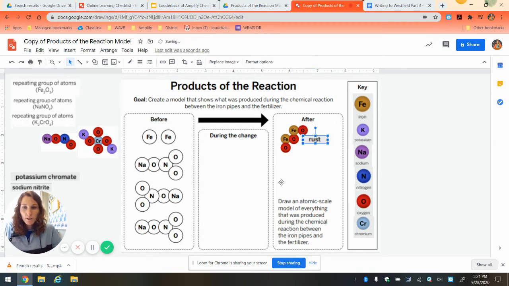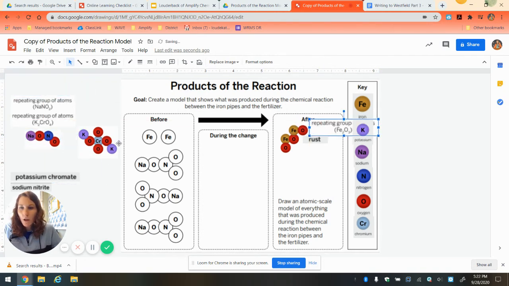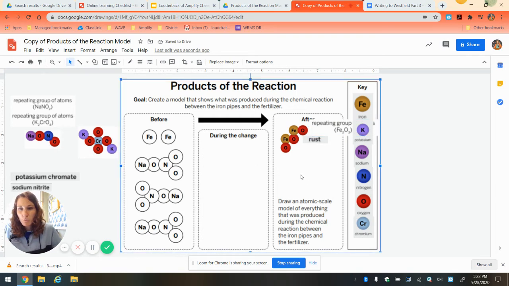What I need to do is look closely and think about the atoms that were initially missing. We were missing the nitrogen and the sodium atoms. So here I've got 1, 2, 3 oxygen, 1, 2, 3, that makes sense. And I've got my iron here, 1, 2, okay, so that makes sense. So what is going to make up, let me pull the repeating groups of iron oxide here, what is going to make up my mystery product?